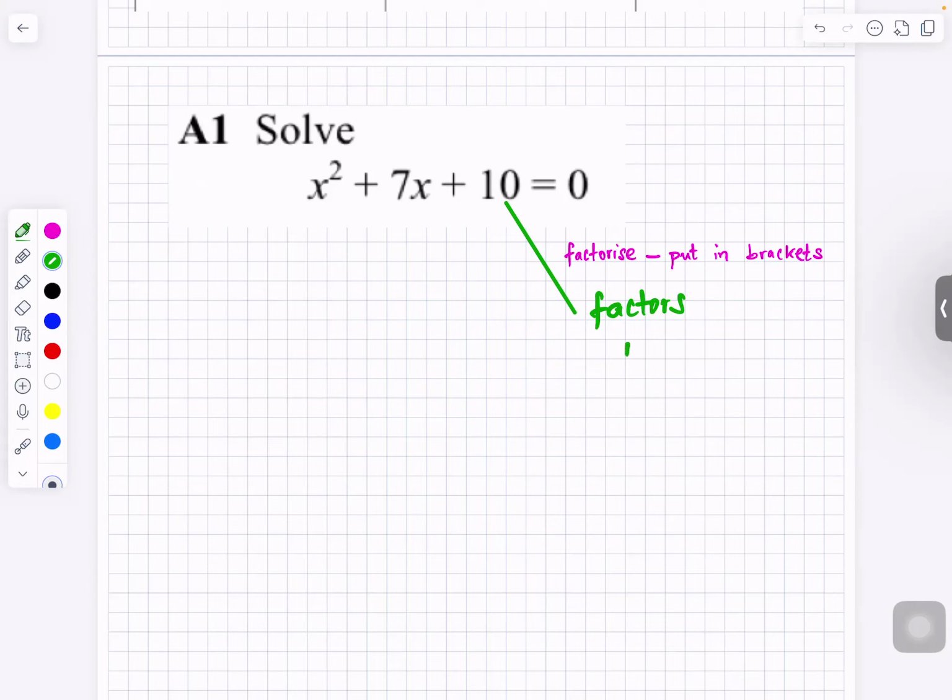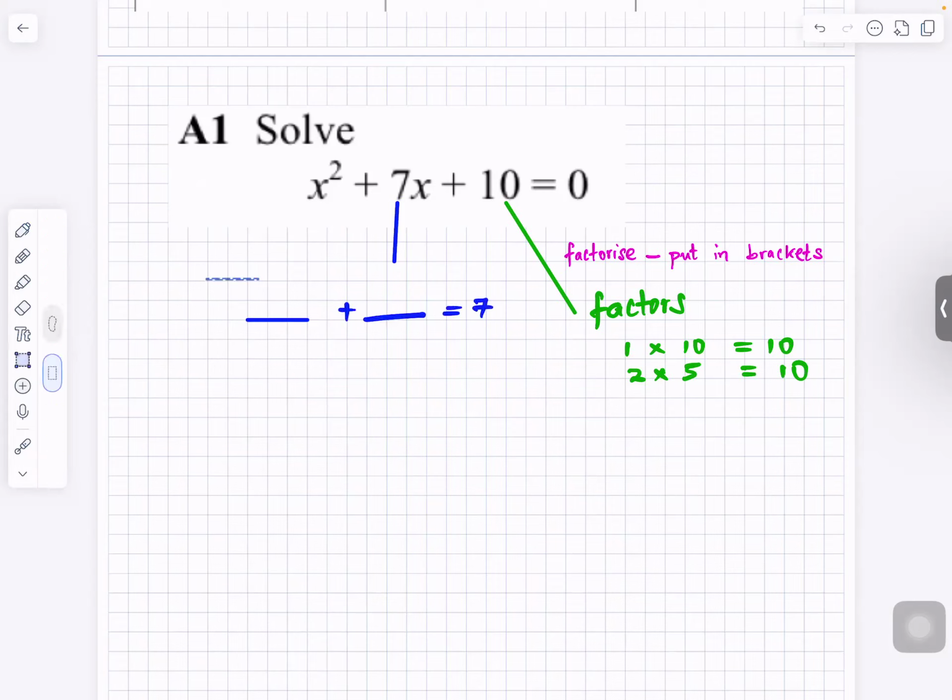5, 2, 1, and 10. So 1 times 10 is 10. 2 times 5 is 10. Excellent. Now, the first thing is you find the factors of that last number. The next thing is you want 2 numbers from those factors that will add to make 7. 2 of them that will add to give you 7. 5 and 2.